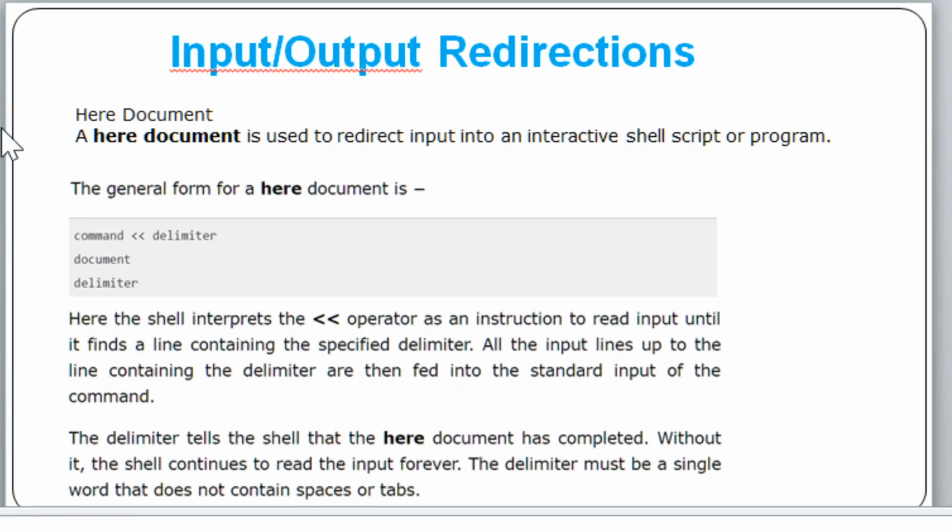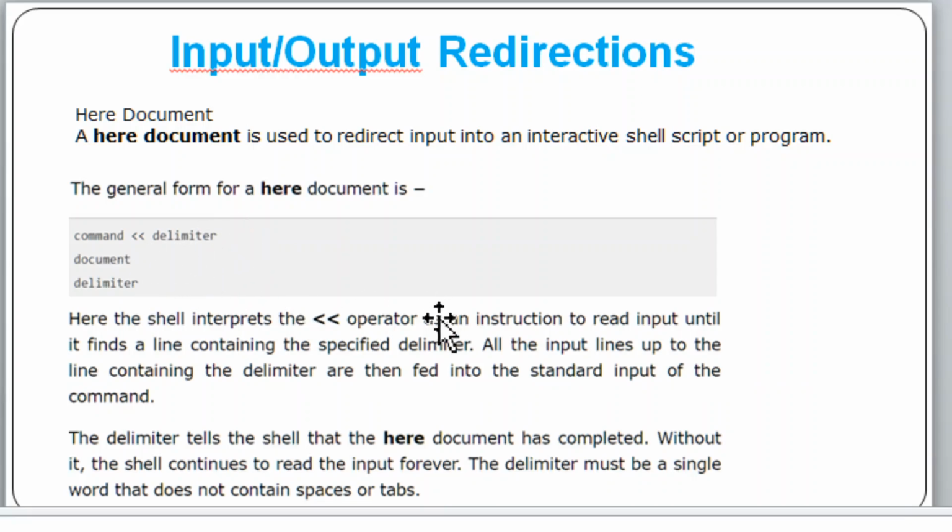So we have a here document. A here document is used to redirect the input into an interactive shell script or program. The general form for a here document is the command, 2 less than signs, and a delimiter, okay? So the delimiter is sent into the command.